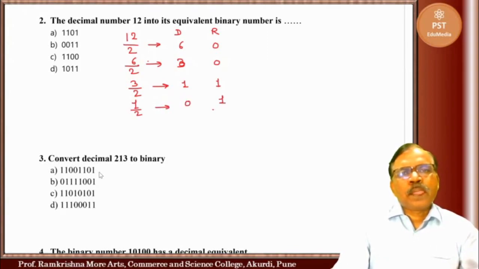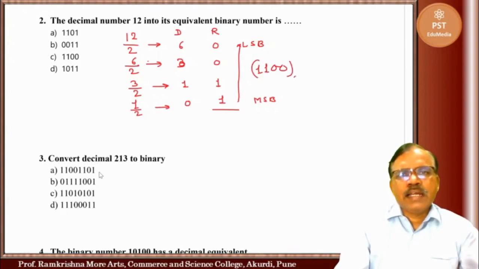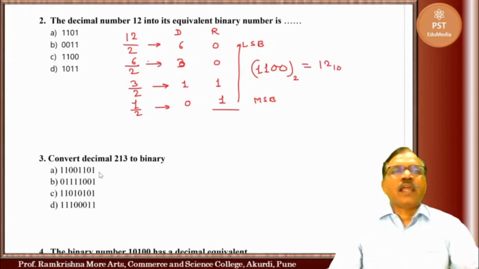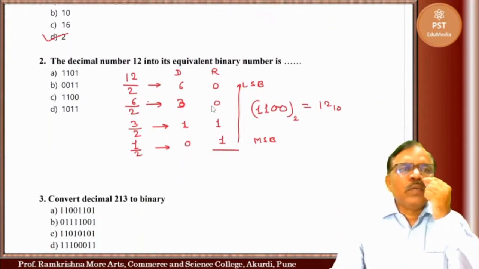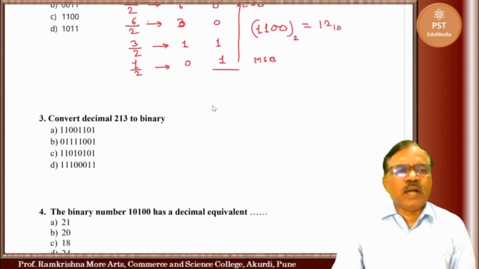So now this is the MSB, this is the LSB. Go from down to top and write the number: 1100. It is the binary number equivalent to decimal 12, and we have already seen that for 12 we have 1100. So in this way we convert a decimal number into a binary number.